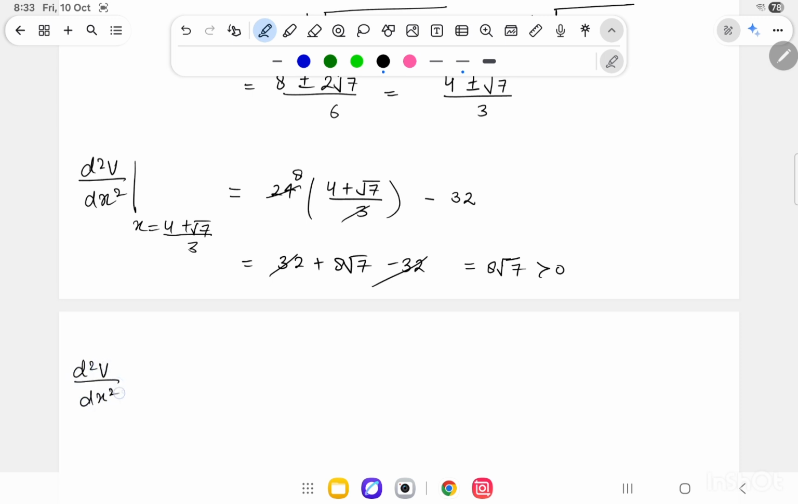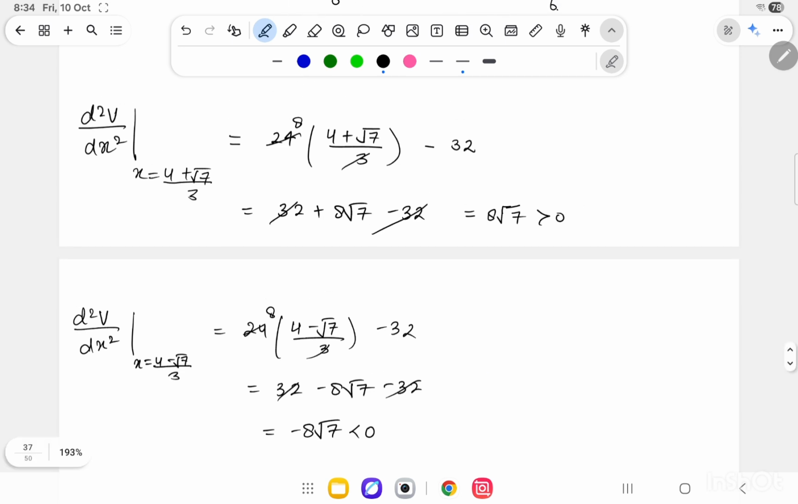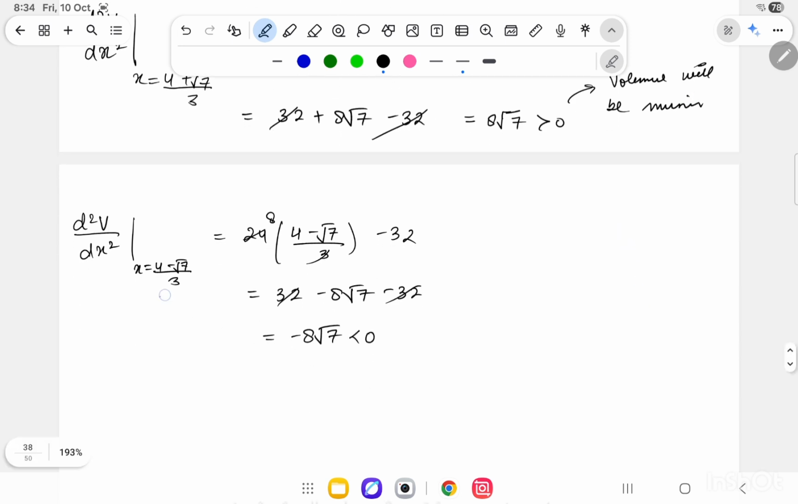and at another point, d²V/dx² at x = (4 - √7)/3 will be equal to 24 times (4 - √7)/3 minus 32. So it is 32 minus 8√7 minus 32. So it is equal to -8√7, which is less than 0. So at the first point, since it is greater than 0, the volume will be minimum. And since d²V/dx² at this point turns out to be less than 0, here volume will turn out to be maximum.